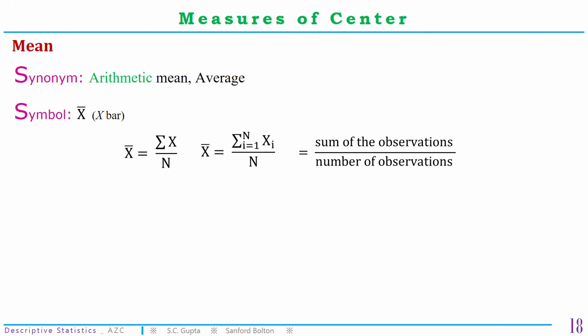First, we start with a well-known, commonly applied measure of center, that is, mean. It is also recognized as the arithmetic mean, and in general, the average. Symbol for mean is x bar. Equation is x bar is equal to sigma x divided by n. Mean is actually the sum of the observations divided by the total number of observations.